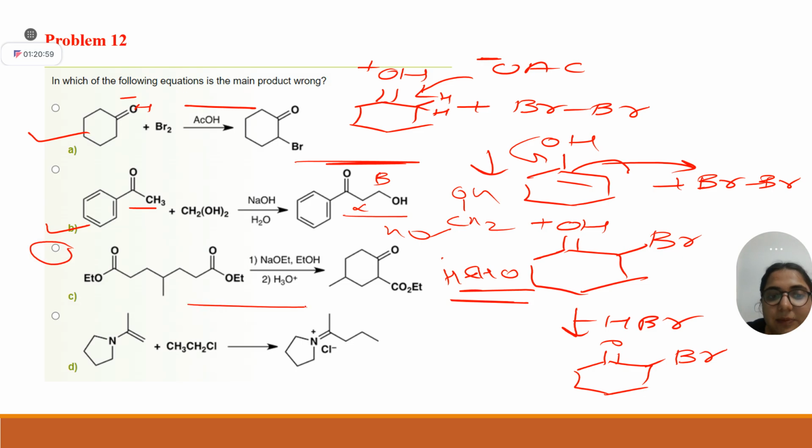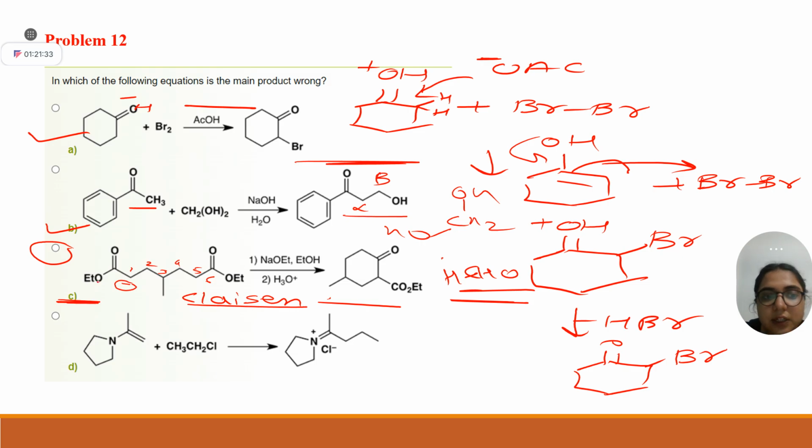Which name reaction is this? Claisen condensation reaction. Okay. You draw the mechanism for conversion C by yourself. If you are not clear, please remind me in the next class. I will explain again. Let me give you a hint for this. You have to abstract a proton from the alpha side. Okay. 1, 2, 3, 4, 5, 6.